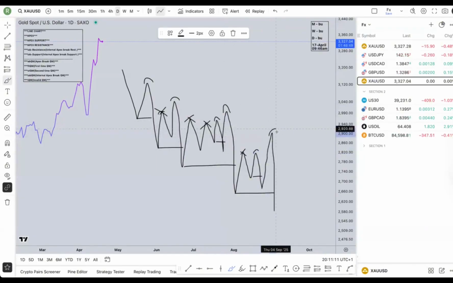This one is an apex resistance. You see that? So this is how easy it is. So let's go to the chart and I'll show you how we get that. Let me clear this out. These are all the foundation. These are advanced foundation you're getting now.